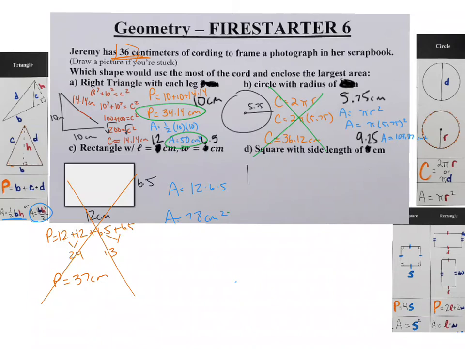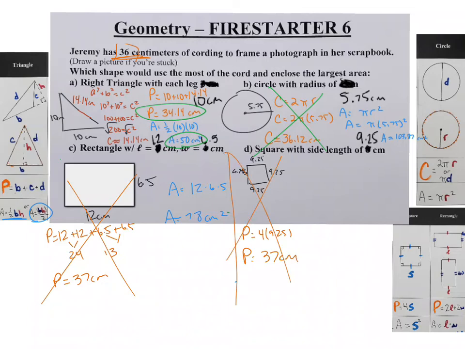Last one, I have a square. 9.25 all the way around. So my perimeter is going to be 4 times 9.25. So just put in my calculator, 4 times 9.25 equals 37. And once again, this is impossible.